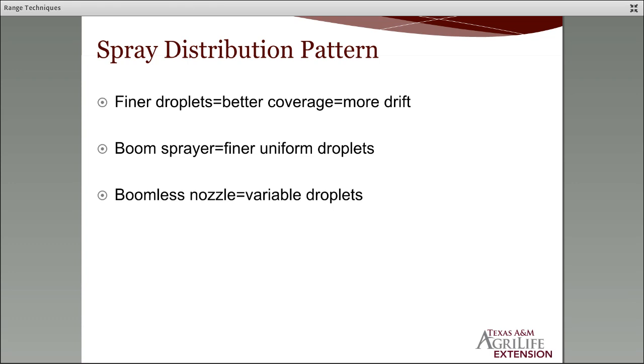A boom sprayer will have more fine, uniform droplets than a boomless nozzle. But keep in mind, if you're spraying weeds in the pastures, a boomless nozzle will become your best friend.